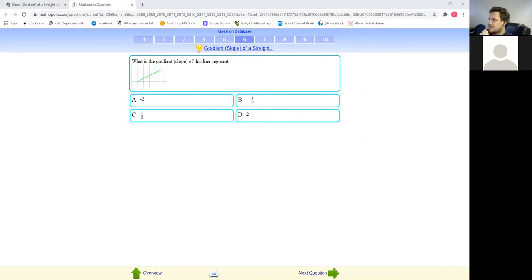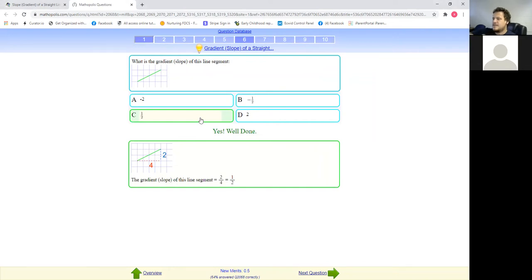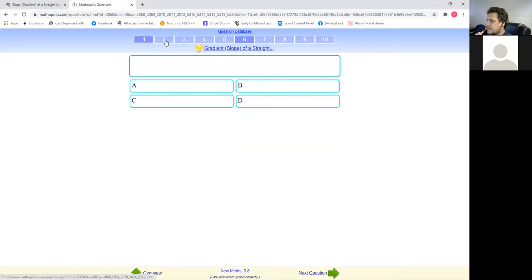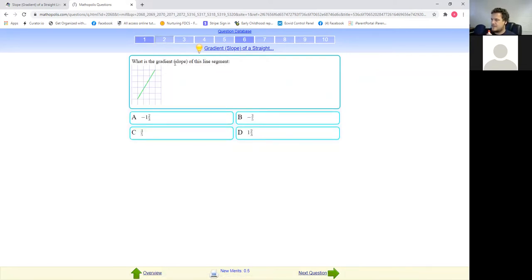Can't open the chat for some reason. So 1/2, 1 out of 2. So if the rise is 2 divided by the run, Izzy says 1/2. We're going to go with Izzy's answer. Perfect. So 2 divided by 4. All right, Izzy, you're up again because you're the only one here today.